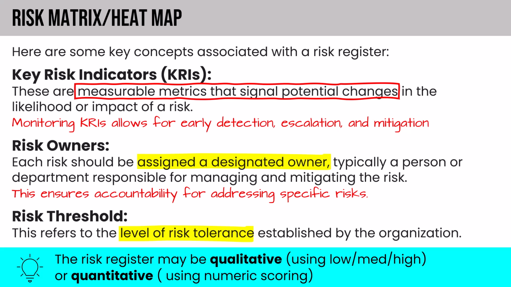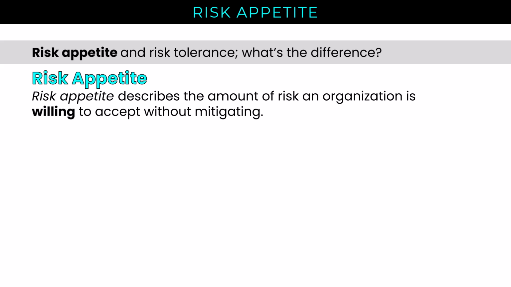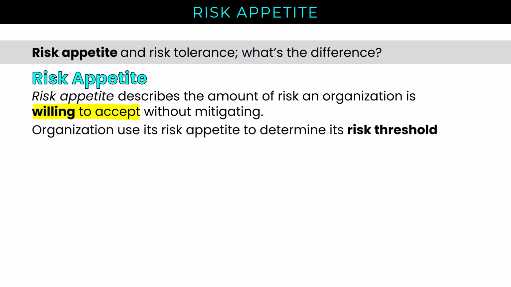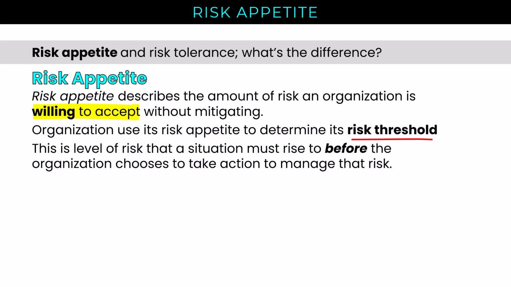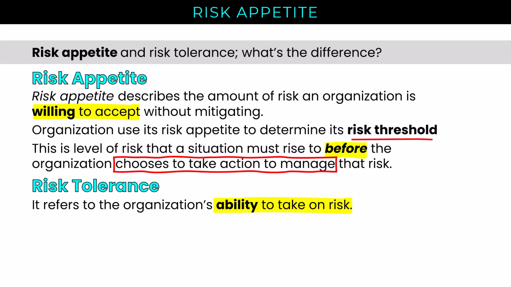I want to talk to you about risk appetite and tolerance now. So risk appetite and risk tolerance are two terms often used interchangeably, but there's a difference. Risk appetite describes the amount of risk an organization is willing to accept without mitigating. The organization uses its risk appetite to determine its risk threshold. The threshold is the level of risk a situation must rise to before the organization chooses to take action to manage that risk. Risk tolerance, on the other hand, refers to the organization's ability to take on risk.